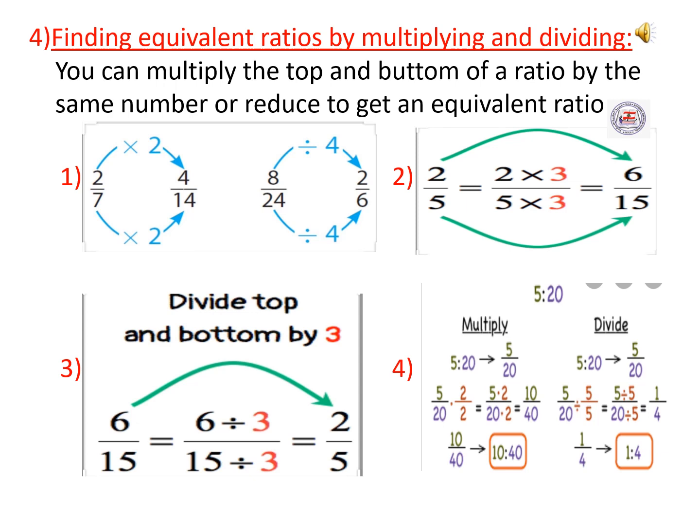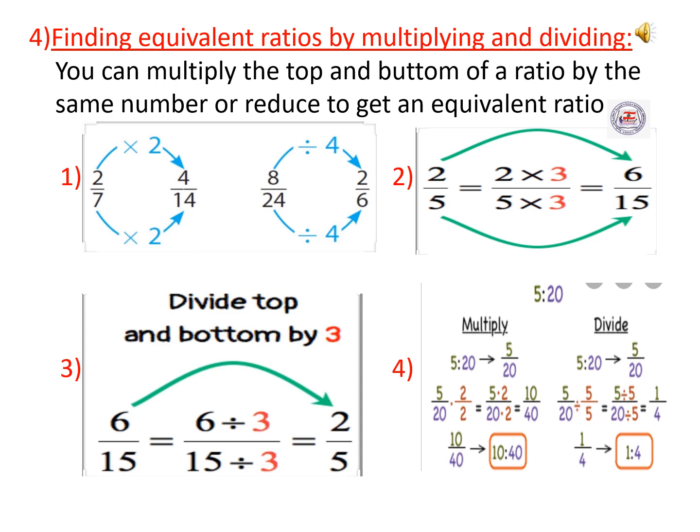Third example, 2 over 5. We multiply the two terms of the ratio by 3. 2 times 3 is 6. 5 times 3 is 15. So 2 over 5 and 6 over 15 are equivalent. Fourth example, 6 over 15. We divide the two terms by 3. 6 over 15 and 2 over 5 are equivalent.